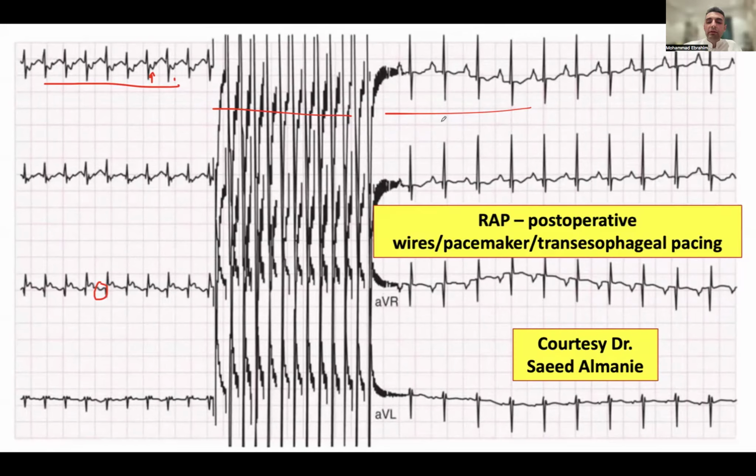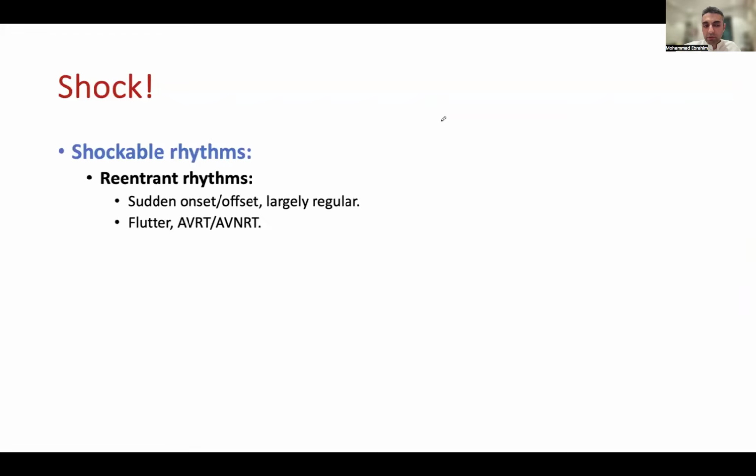But if the patient is post-operative, usually there are wires that you could use, or the patient has an intrinsic pacemaker. Of course, if the patient is unstable, in the rare event that the patient is unstable, like we said, we can shock the patient. Shockable rhythms are usually reentrant rhythms that are characterized by sudden onset and termination, and they are largely regular. For example, flutter, AVRT, AVNRT.